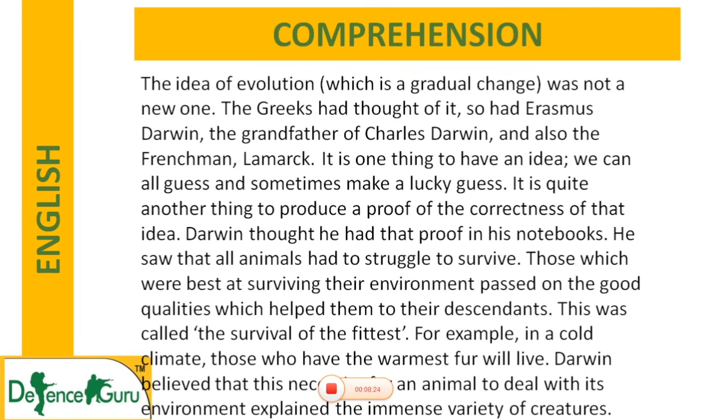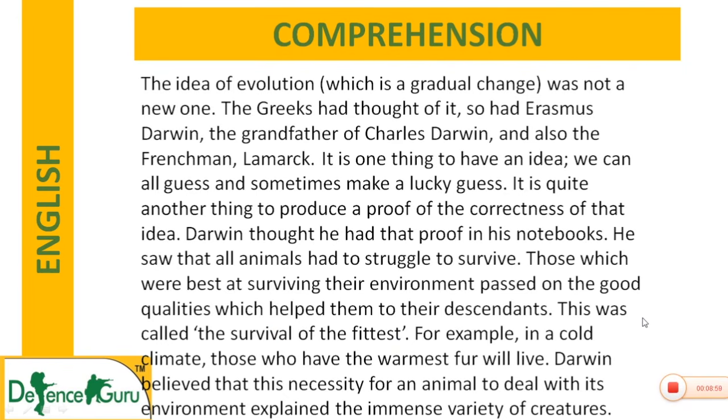He saw that all animals had to struggle to survive. Those which were best at surviving their environment passed on good qualities which helped them to their descendants. This was called the survival of the fittest. For example, in a cold climate, those who have the warmest fur will live. Darwin believed that this necessity for an animal to deal with its environment explained the immense variety of creatures.